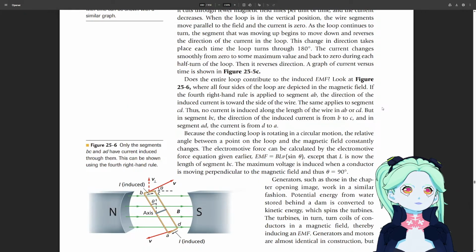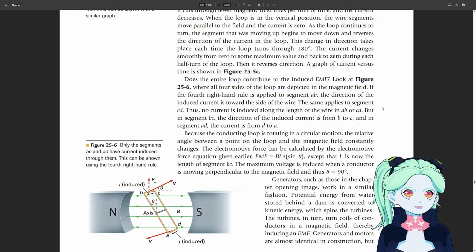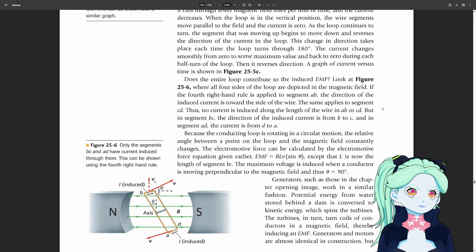If the fourth right-hand rule is applied to segment AB, the direction of the induced current is toward the side of the wire. The same applies to segment CD. Thus, no current is induced along the length of the wire in AB or CD. It's just these two. But in segment BC, the direction of the induced current is from B to C, and in segment AD, the current is from D to A.